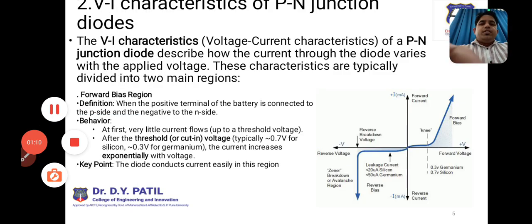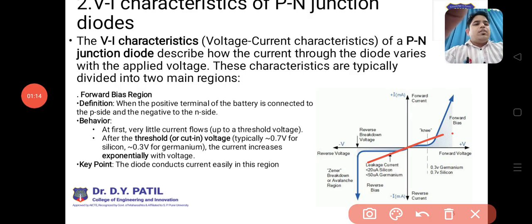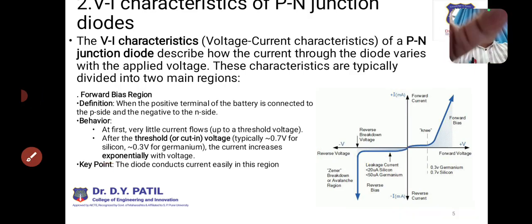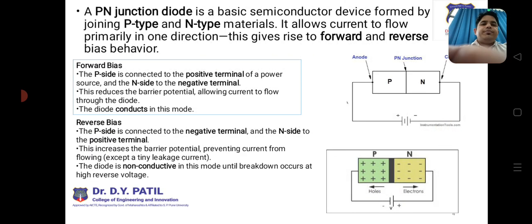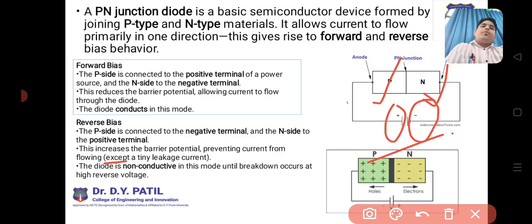As we can see in the diagram of the diode, there is a p type and there is an n type semiconductor. When p is connected to the positive terminal and n is connected to the negative terminal, we call it forward bias. It means supply is going to pass through that diode.